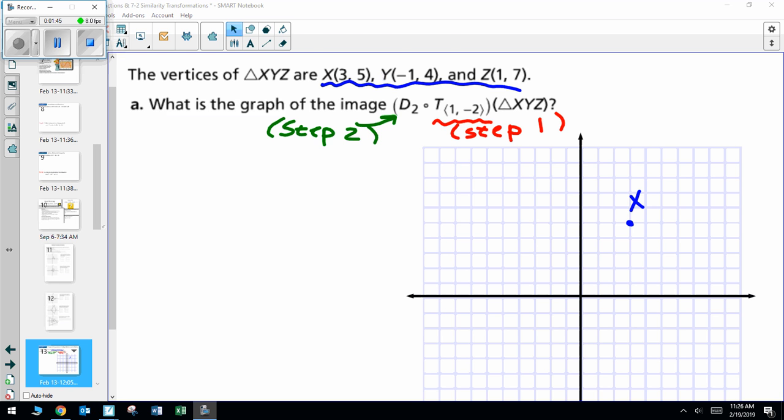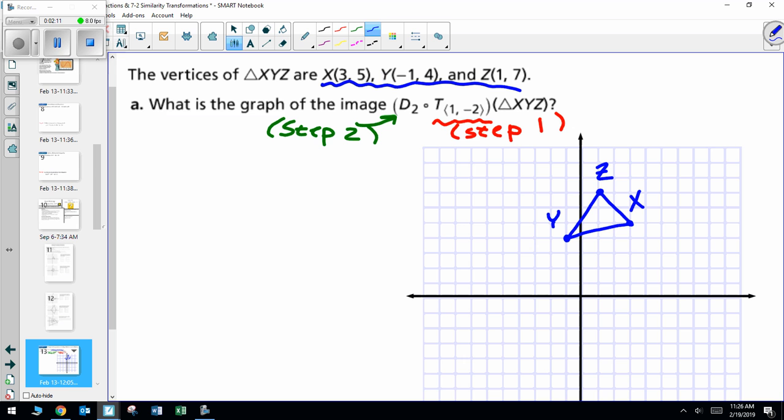And if I'm plotting y, that's going to be at negative 1, 4. So negative 1, 1, 2, 3, 4 is y, and z is at 1, 7. So 1, 2, 3, 4, 5, 6, 7 is z. So that's my original figure right there. What does this notation mean to do?